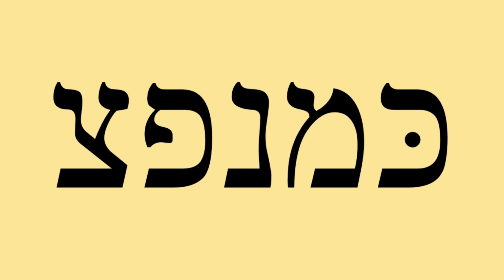There are 5 letters in the Hebrew alphabet which look different if you write them at the end of a word. They are the so-called Kamenapetz letters: Kaf, Mem, Nun, Pei, and Tzade. So let's see what each of them looks like.